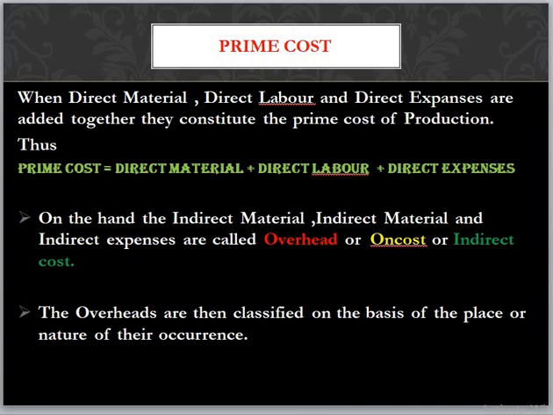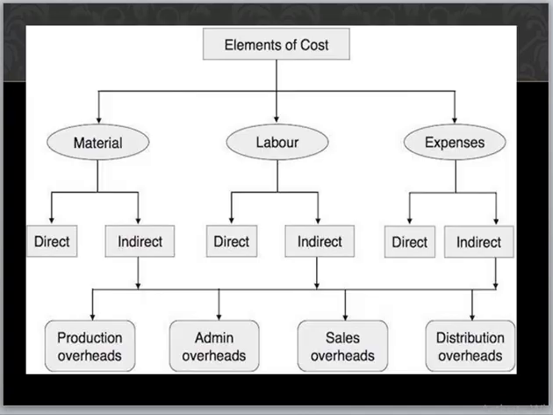Okay, so we need to look at this chart once again. As we discussed, the three major elements of cost are material cost, labor cost and expenses. Out of these, direct material, direct labor and direct expenses are direct in nature, which can be allocated to production or which can be traced back.